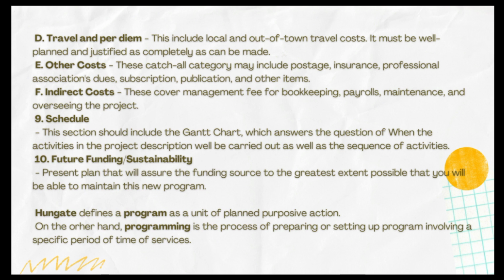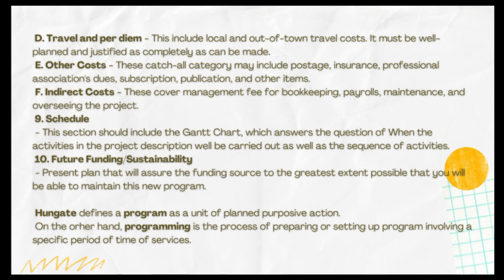The fifth component of the budget is other costs. These catch-all categories may include postage, insurance, professional association dues, subscriptions, publications, and other items. The last component is indirect cost. These cover the management fee for bookkeeping, payroll, maintenance, and other overseeing of the project.